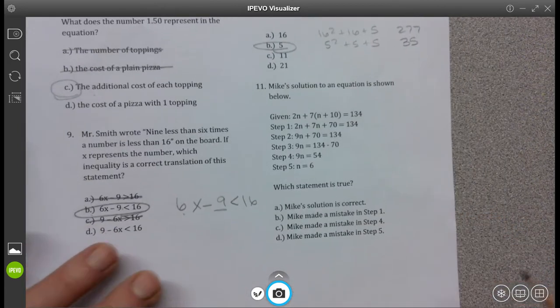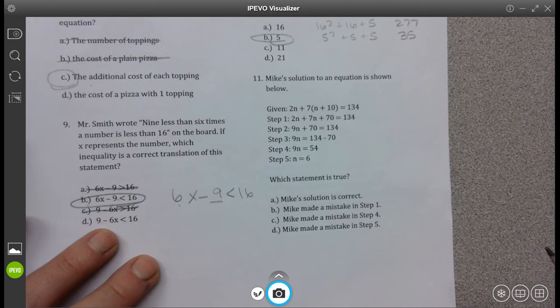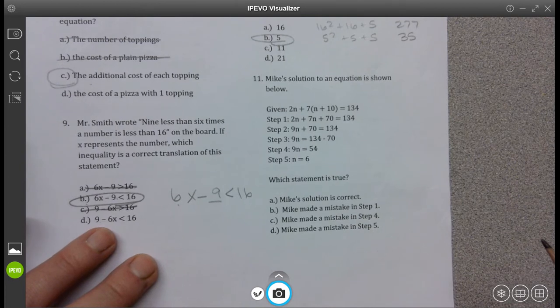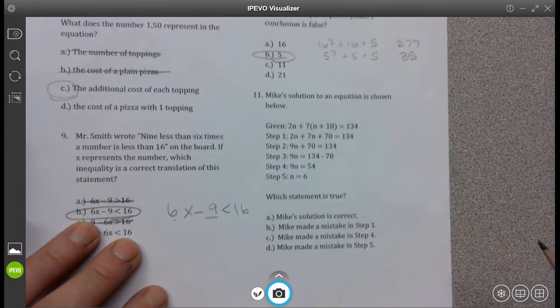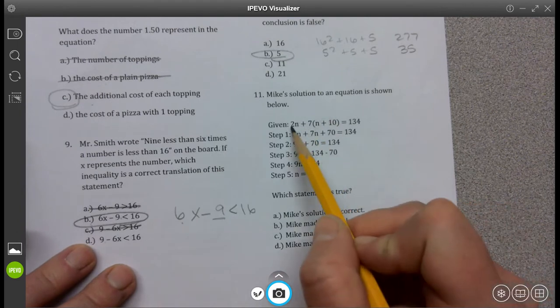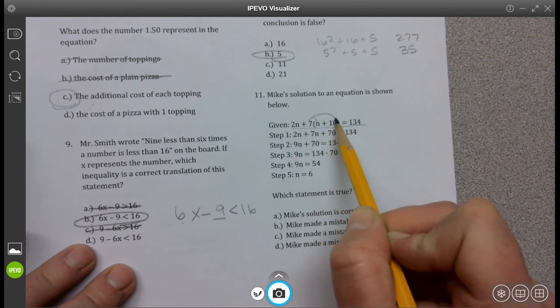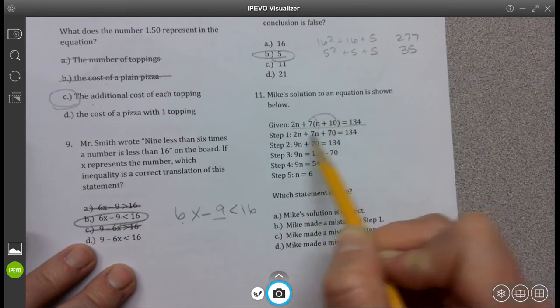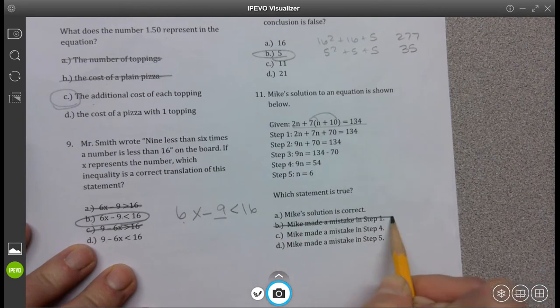Mike's solution to an equation is shown below. Which statement is true? Mike's solution is correct. He made a mistake in step 1. He made a mistake in step 4, or a mistake in step 5. Well, let's go through the problem and see what happened. He was given this. He has to distribute, so he'll get 7n plus 70. Yep, he does. So it's not step 1.